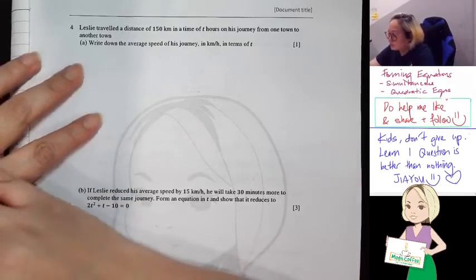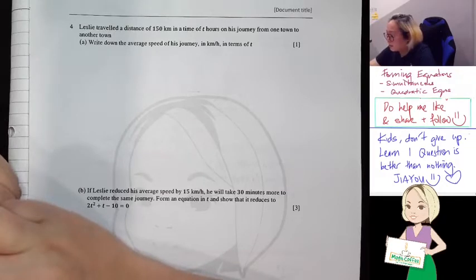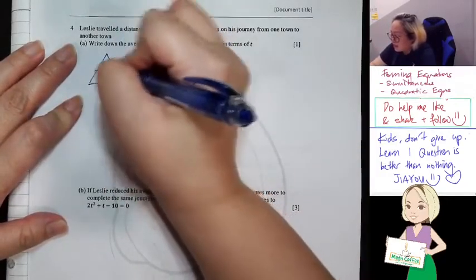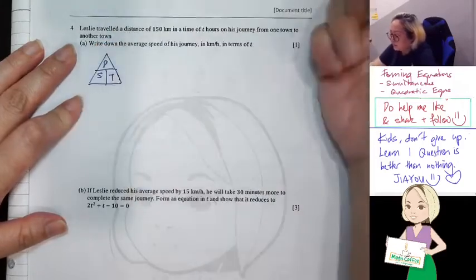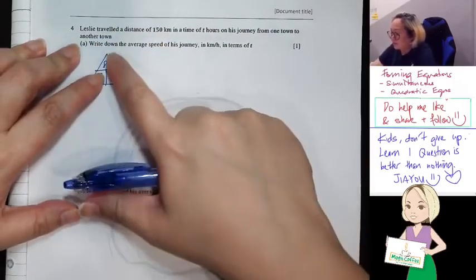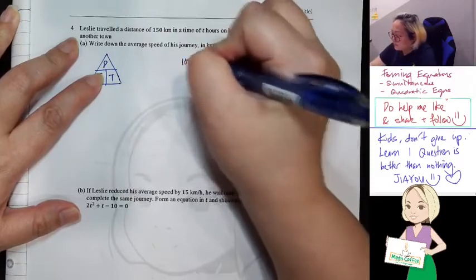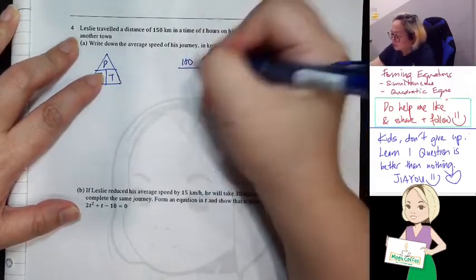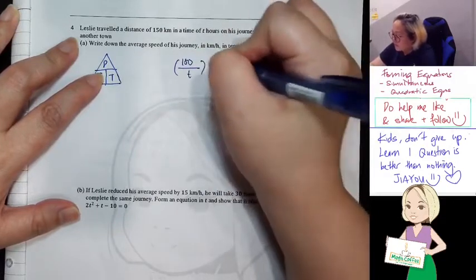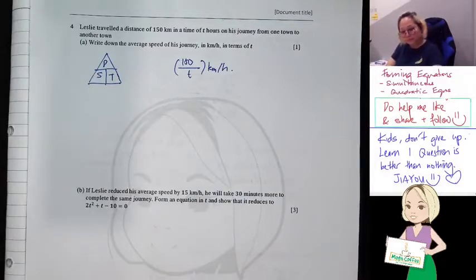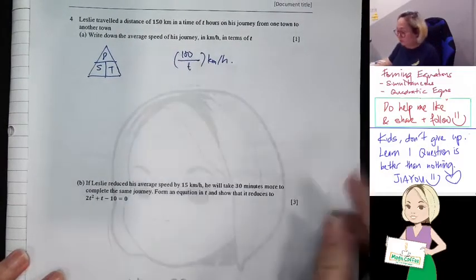Okay, so Leslie traveled a distance of 150 km in a time of T hours on his journey from one town to another. Write down the average speed. So must always remember this triangle, DST. So they want to find the speed. Means I'm going to take the total distance divided by the total time taken. So total distance is 150. The time taken is T hours. So it's just 150 over T. And then this is km per hour. Okay, again 1 mark is just forming the expression.